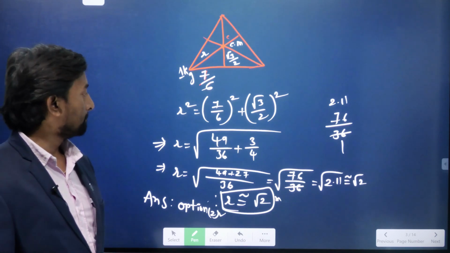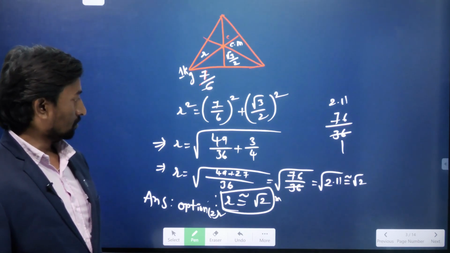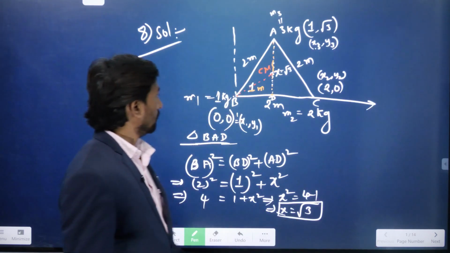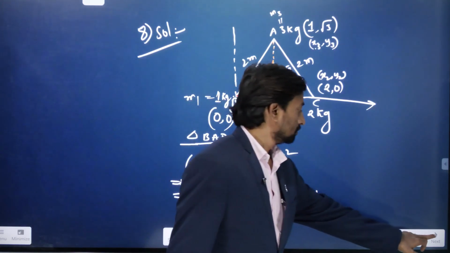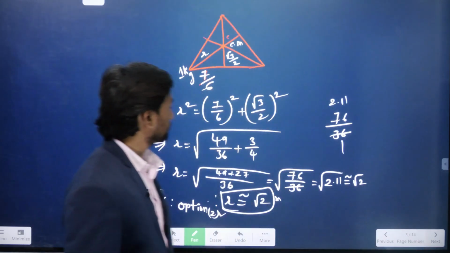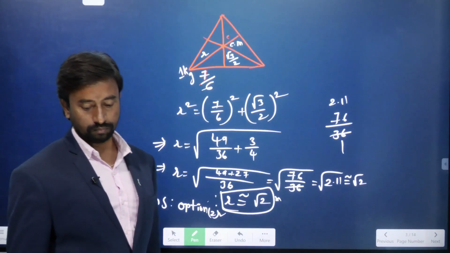Complete enough? From here to, you have to note down this one and finally that one.